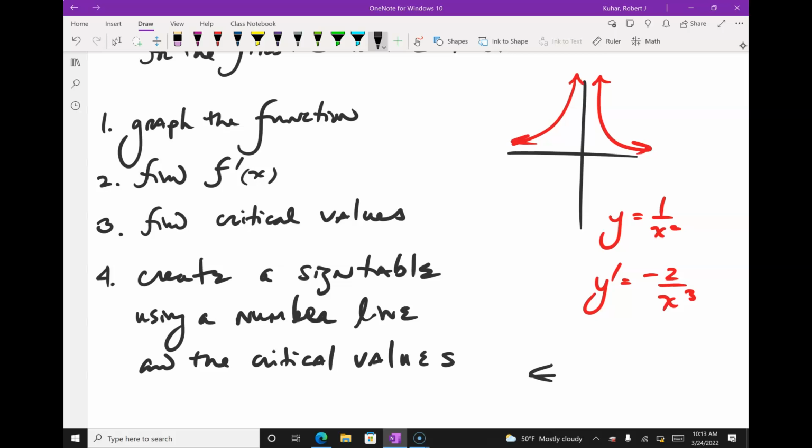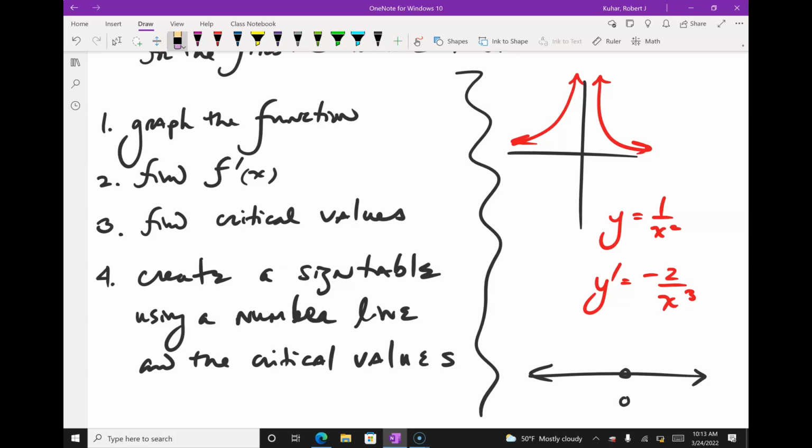So for example, I only have one critical value of 0 for my particular curve here. So I got my y prime, I got my critical value of 0. Can I plug it into the function? No, so I'm trying to keep it as an open hole on the number line.